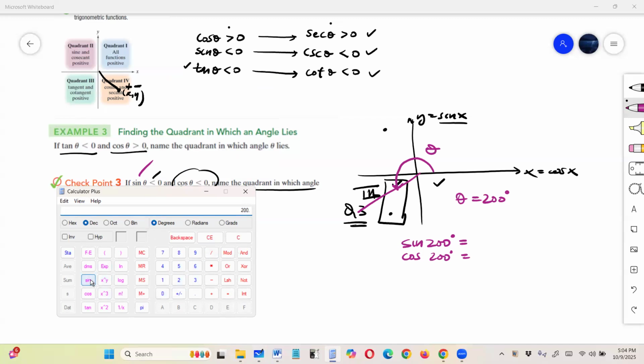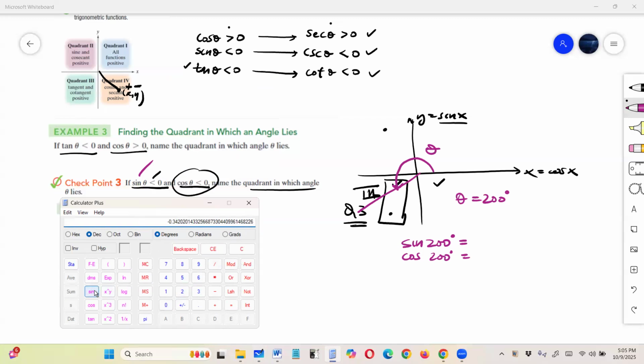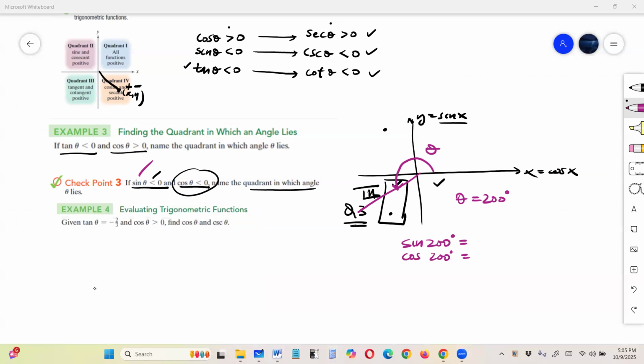So 200 sine, and I'm expecting a negative value. So sine here is negative. I hope you can see that. Negative 0.34. And I am going to do 200 cosine, and that should also be negative. It is negative 0.93. So both of these cases are less than zero, that checks. So the calculator is a confirmation that our work is correct. Okay.